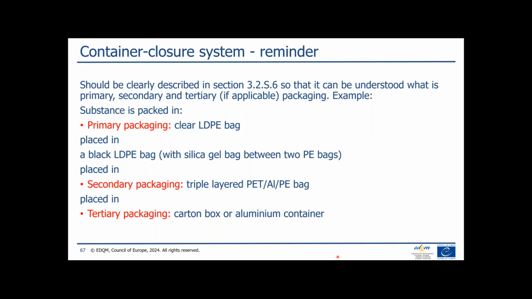This is just a reminder how to organize, at least, the first page of section 3.2.S.6. Of course, there can be some flexibility. For example, primary packaging can be a clear polyethylene bag, and then you put this black bag in secondary packaging, or you put it like this. In any case, we should know what is packed in what and where, for example, this desiccant is, and if there are alternative packagings, of course, these have to be described as well.